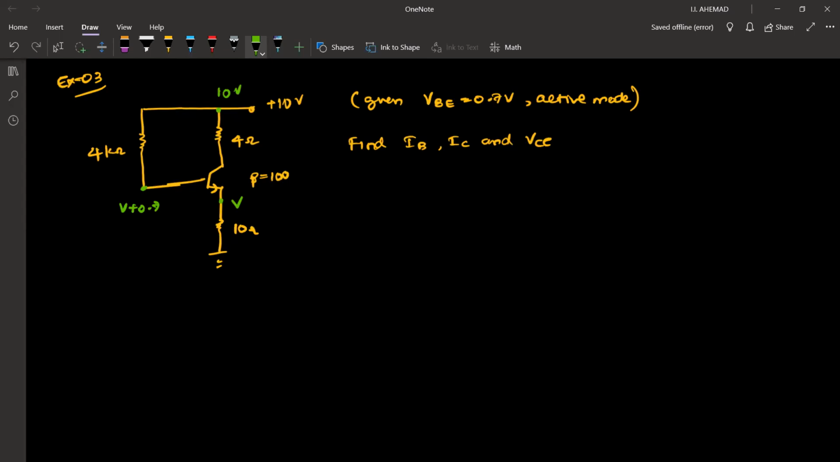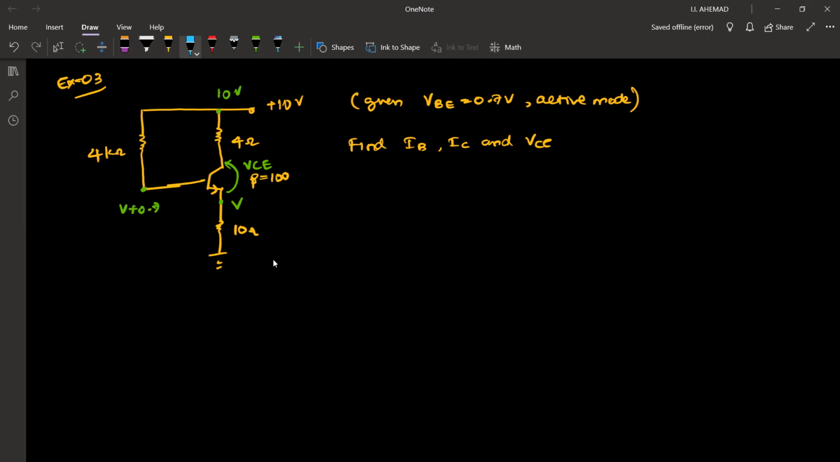So to find IB, IC, and VCE, we cannot straight away find them. We will have to find them simultaneously. The difference between these two will be VCE. I'll write the three equations that we will need. We have three unknowns, therefore we need three equations.